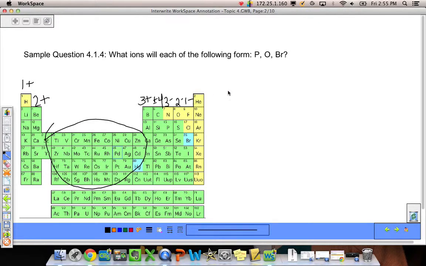So doing this the fast way, we see that phosphorus is in the same column as nitrogen, so it is a 3 negative charge. So it'd be P3 negative. Oxygen, so right here, it would be a 2 negative. And bromine would be a 1 negative.